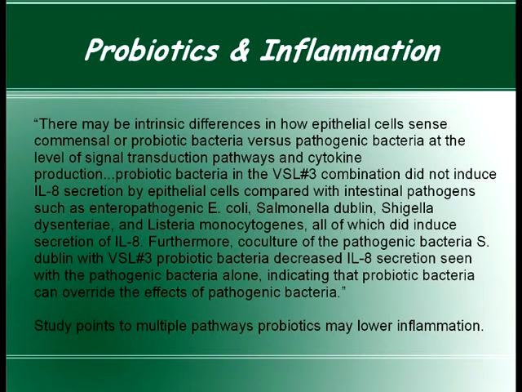And some notes on inflammation. There's not just one thing that probiotics do. So this says there may be intrinsic differences in how epithelial cells sense commensal or probiotic bacteria versus pathogenic bacteria at the level of signal transduction pathway. What this is basically saying is that the cells inside the digestive tract are going to respond differently to good bacteria versus bad bacteria. And then it's listing, like, IL-6, that's interleukin 6. That's basically an inflammatory cytokine, and we see differences in the release of these inflammatory messengers based upon what type of probiotics or bad bacteria there is.